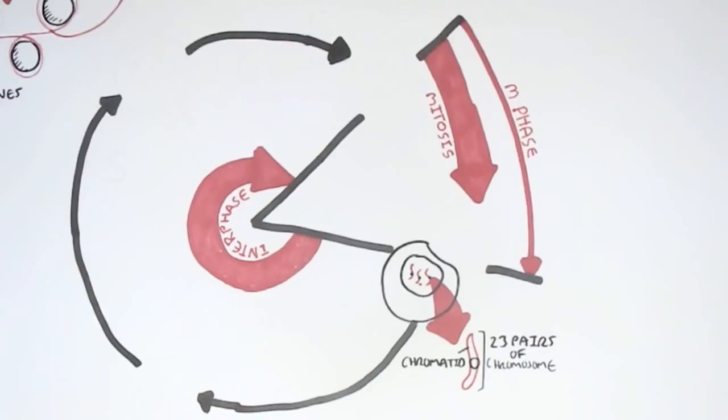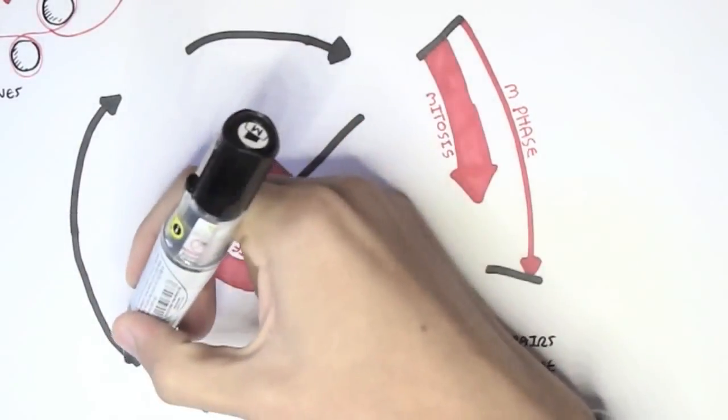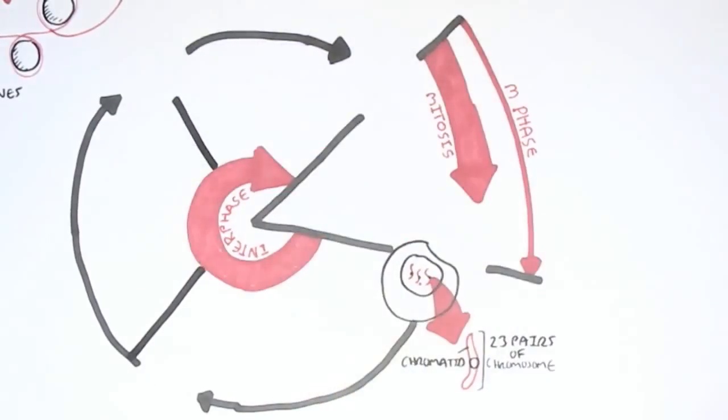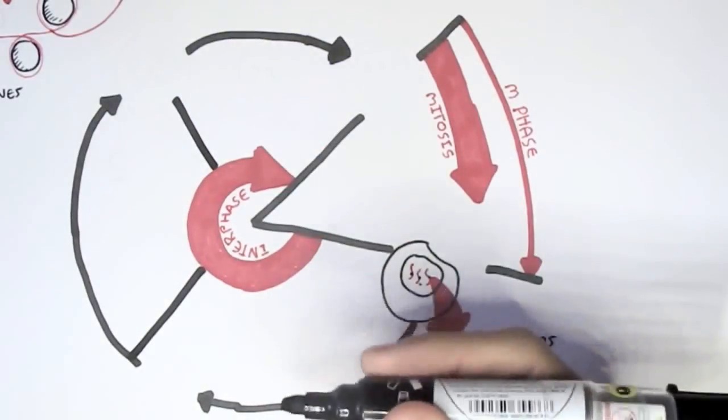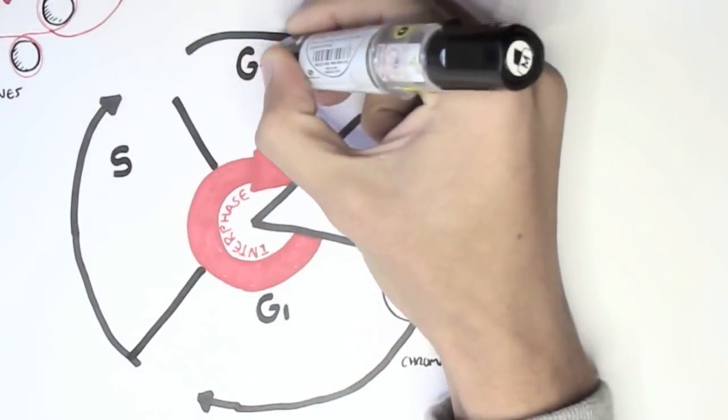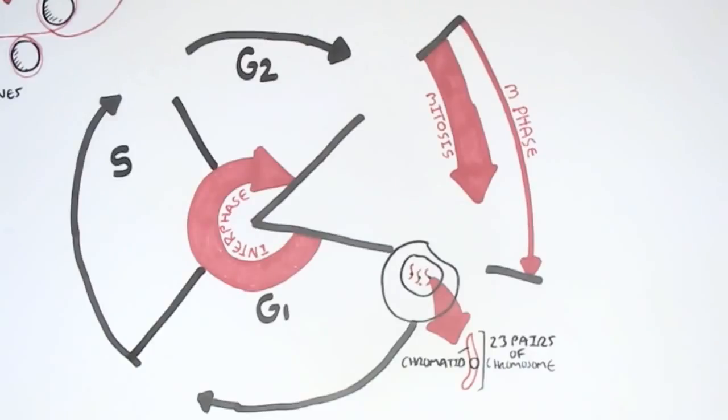Anyway, the interphase can be divided into three stages. The first stage is growth 1, or G1. The second is synthesis, or S, and then growth 2, which is G2.